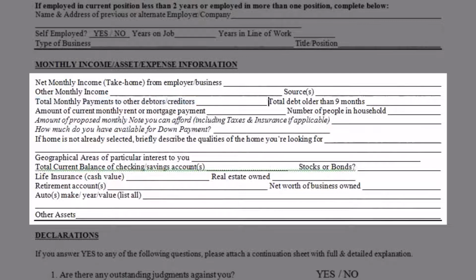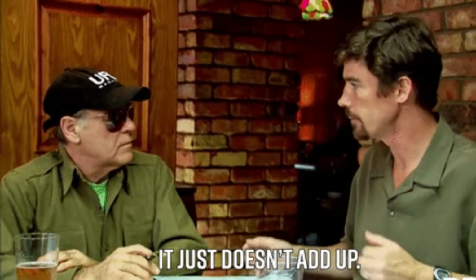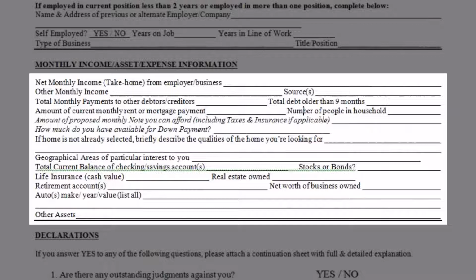Okay. You want to have them put the total debt that they have that's over 9 months old, because you want to know, do they carry a lot of debt on a regular basis? It just weighs into your assessment of them. Amount of current monthly rent or mortgage payment. How does what they're going to be paying you compare to what they're already paying? And if they've been paying that for some amount of time, that could be a good indicator for you. If they're paying $900 a month in rent, and they're signing up to pay you $1,900 a month rent, well, there's a big discrepancy, and you need to figure out if they can really afford it. Number of people in household.